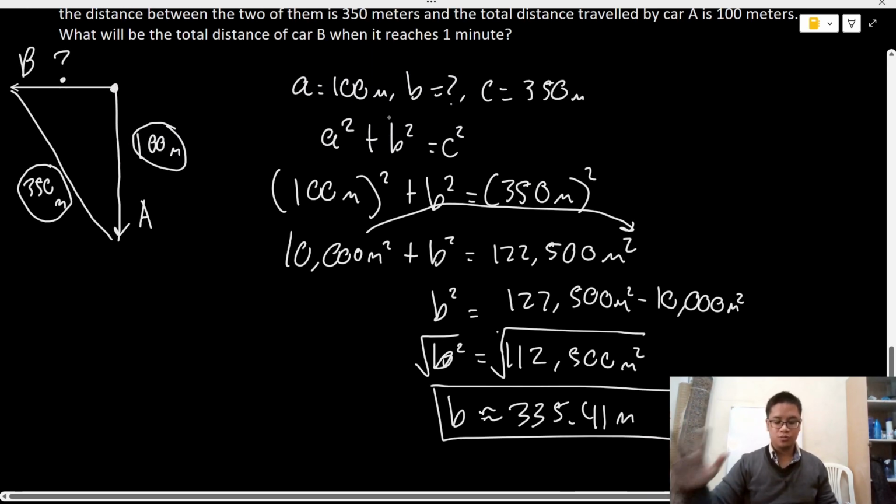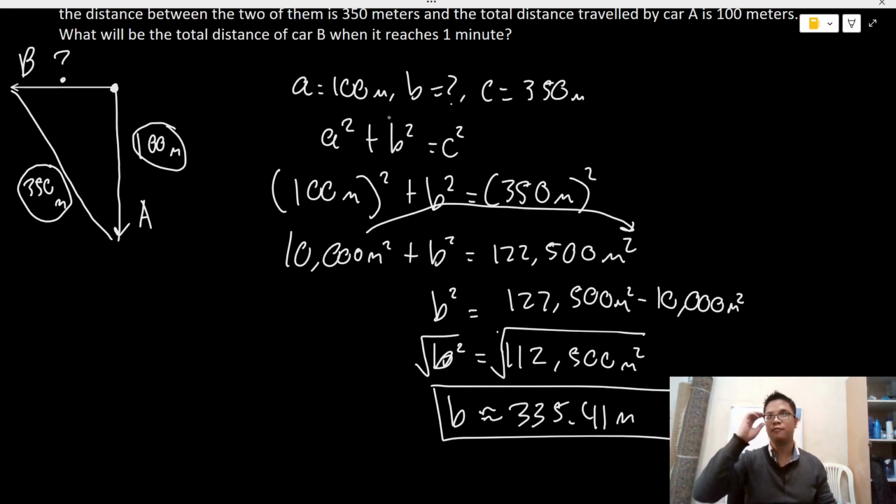So I think that will be all, guys. Maybe next time we're going to have some practice for the Pythagorean theorem. Because after that, we're going to talk about the six trigonometric ratios, which are basically the core functions of trigonometry. So that will be all. See you soon.